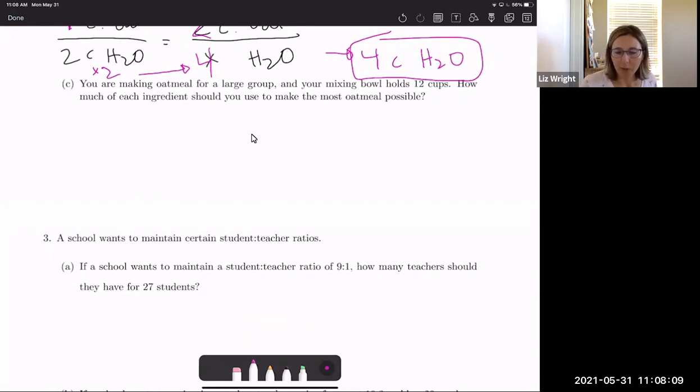All right, so here we go. You are making oatmeal for a large group and your mixing bowl holds 12 cups. How much of each ingredient should you use to make the most oatmeal possible?